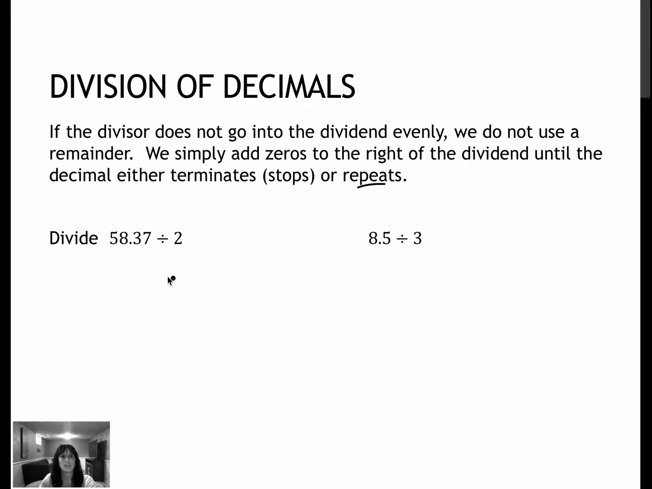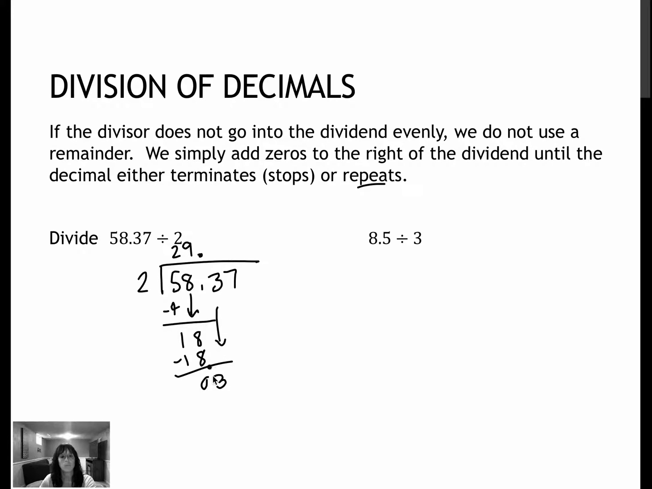So for my first example, I have 58 and 37 hundredths that will go inside and a 2 on the outside. Again, I'm going to bring the decimal straight up. So 2 goes into 5 2 times. That means I'm subtracting 4. 5 minus 4 is 1, and I bring the 8 down. 2 goes into 18 9 times, and I get 0. So I bring down the 3. 2 goes into 3 one time, and I bring down the 7.